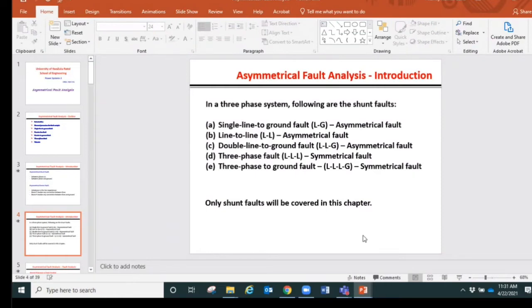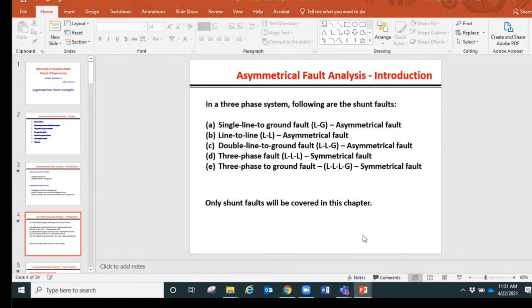So the shunt faults we are going to consider here: single line to ground fault, sometimes we write it SLG or LG. Line to line fault, so it's L12, sometimes other people will say phase to phase fault. It's the same thing. Double line to ground fault, some people will say phase to ground, so LLG, which is also an asymmetrical fault.